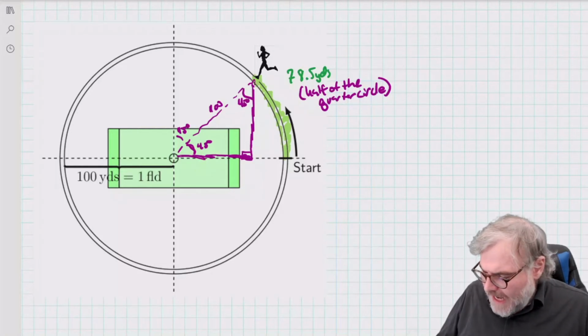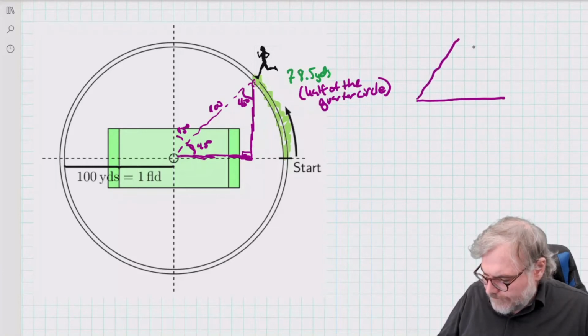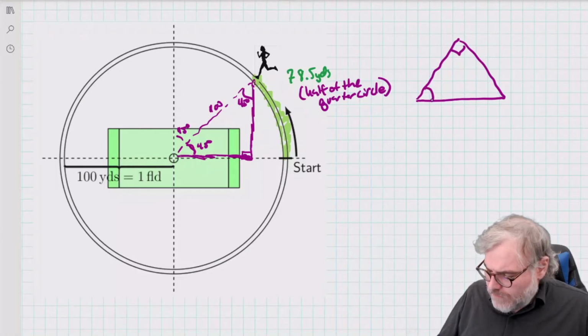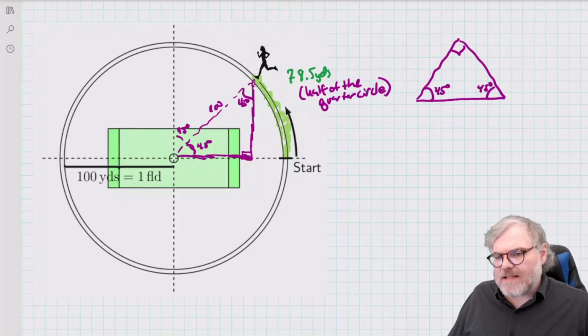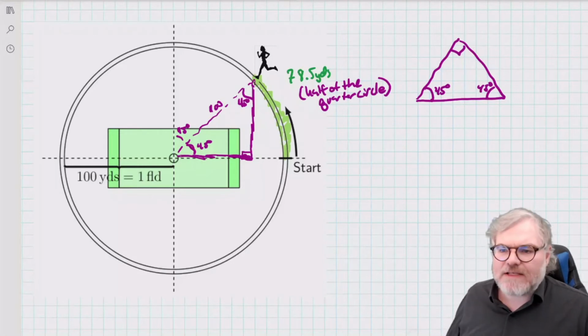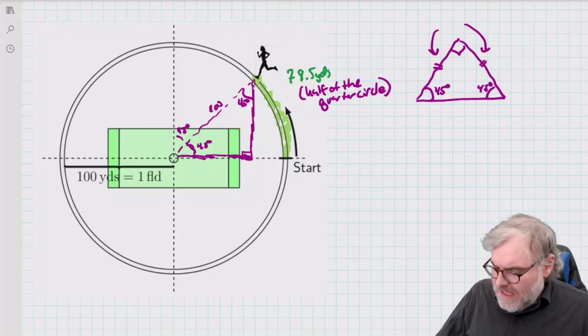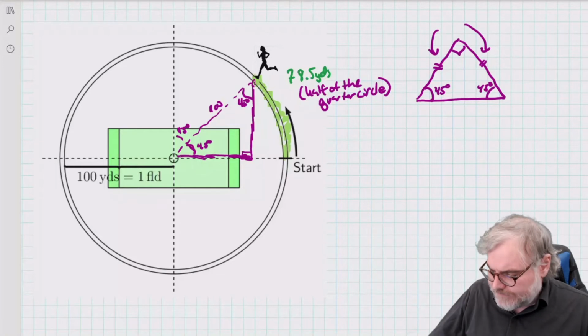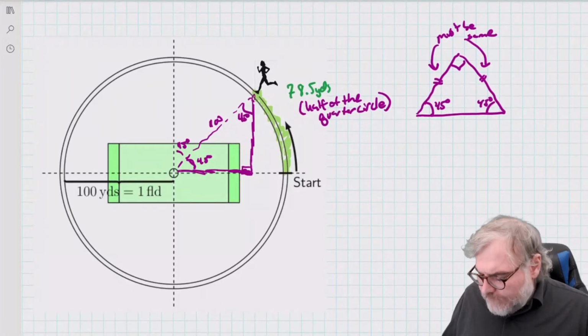So what I have is a triangle with a right angle at the top with two sides, where these two angles are 45 degrees. I don't know much, but I know that this triangle is isosceles. This side, because this angle is equal to this angle, this side must be equal to that side. This is also a right triangle.